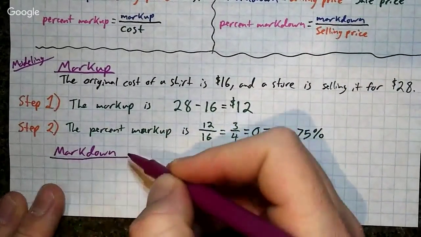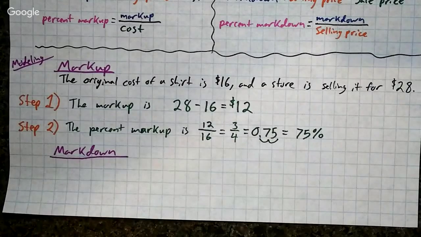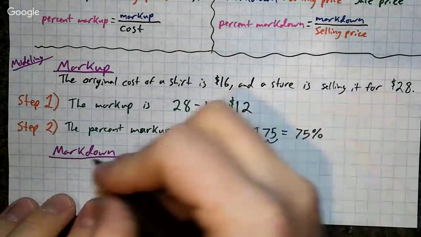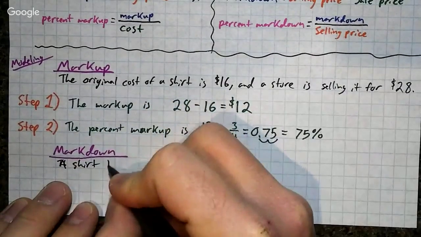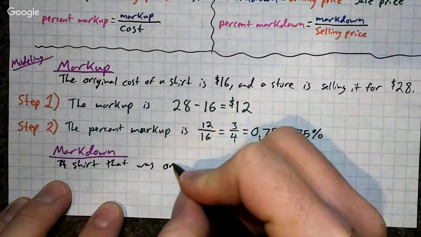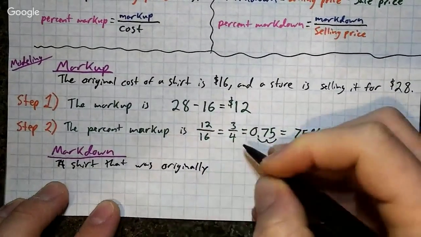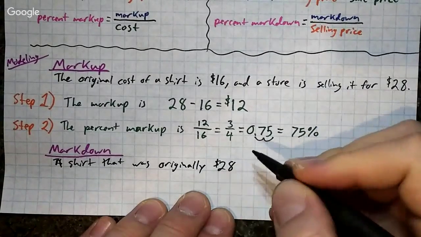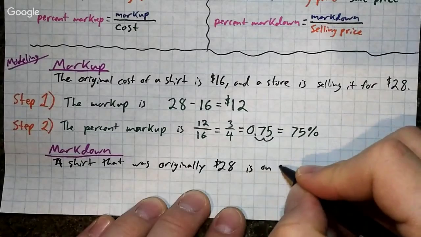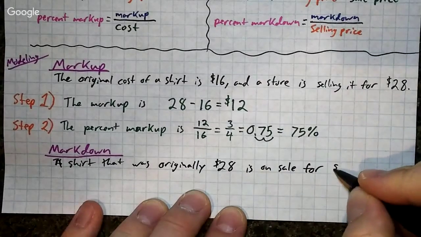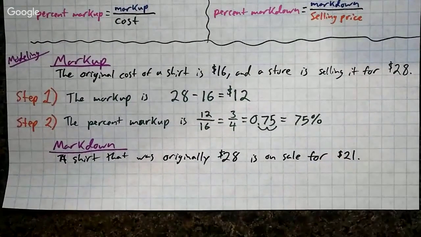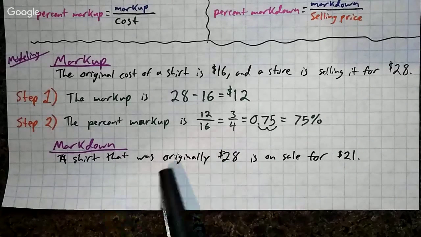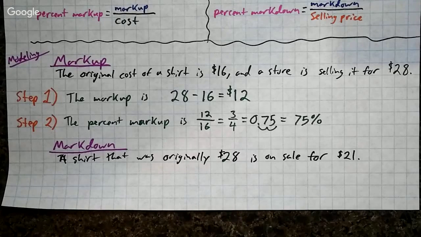So for a markdown, we have the same thing. Let me write up something. Let's say a shirt that was originally $28 is on sale for $21. Okay, so again, just a basic question. The questions you're going to get on the homework and all that, it's going to be a lot more complicated. But here we're just worrying about the basic facts, understanding how to do each of these.